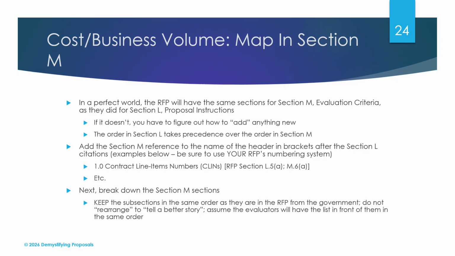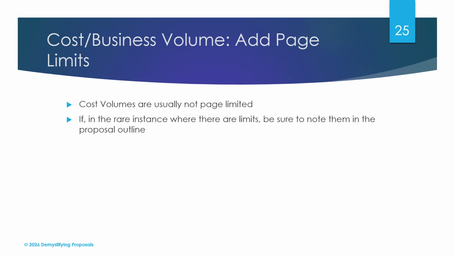Next, break down your section M sections, just as you did your section L sections, and keep the subsections in order as they are from the RFP. When it comes to cost volumes, we usually don't have to add page limits, as cost volumes are usually not page limited. But in the rare instance where there are limits, be sure to note them in the proposal outline, just as you did for the technical volume.